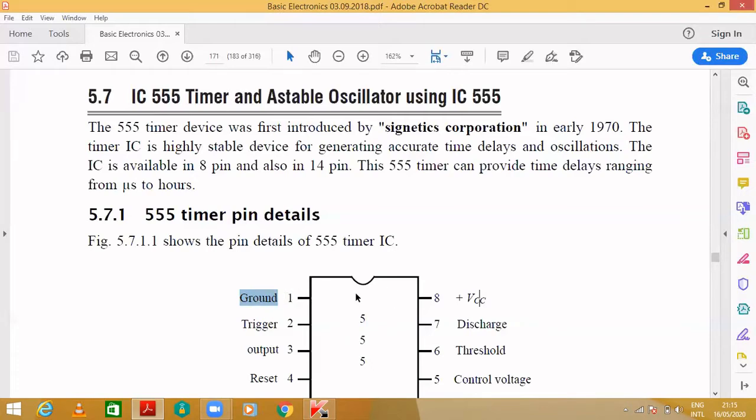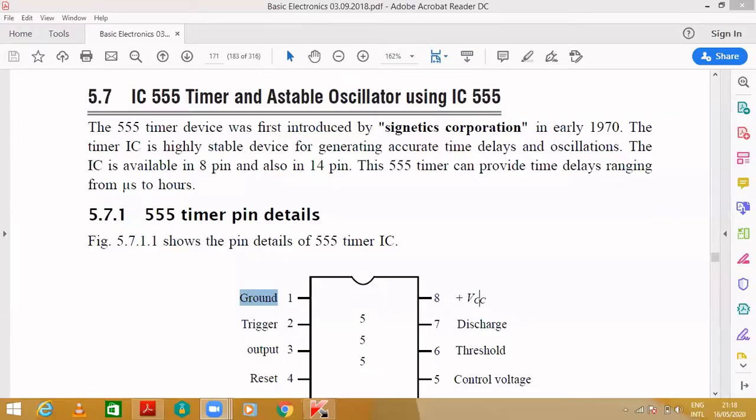Whenever we are connecting any circuit, we have to ground it. Next, triggering. Triggering is nothing but giving some input. Then third is the output, where you get the output, which are the time delays. Then reset, in order to set it to 0 again. Then the control voltage, which will be supplied to different parts of the circuit.